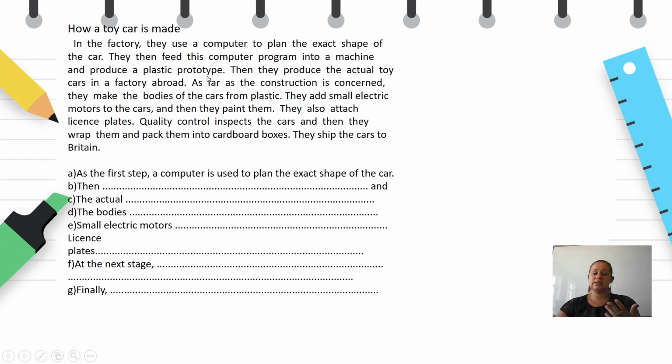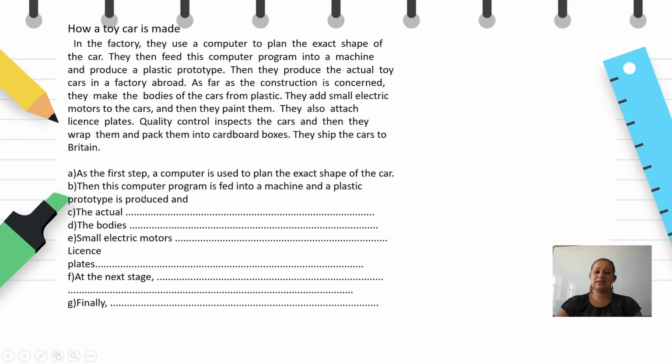Any ideas how this sentence can be changed into passive? Think for a minute. Okay, let's see. This computer program is fed into a machine and a plastic prototype is produced. Right. Moving on to the third sentence. Then they produce the actual toy cars in a factory abroad. The actual toy cars are produced in a factory abroad.